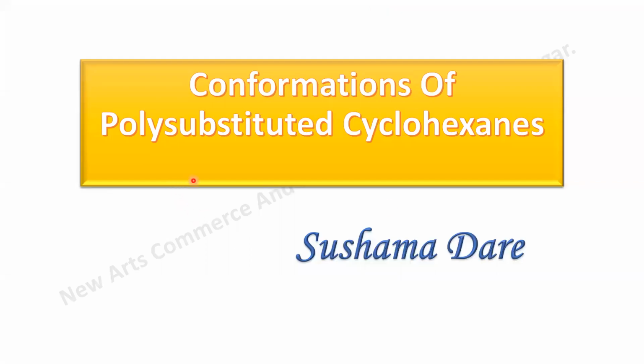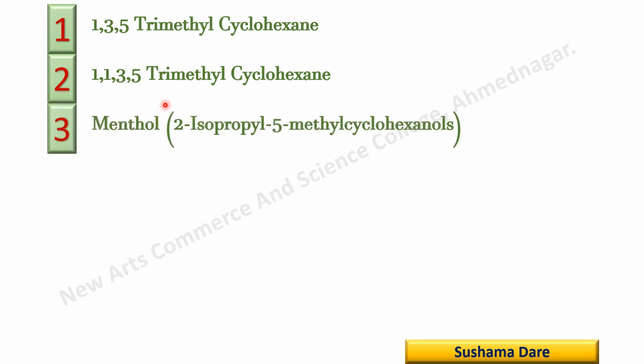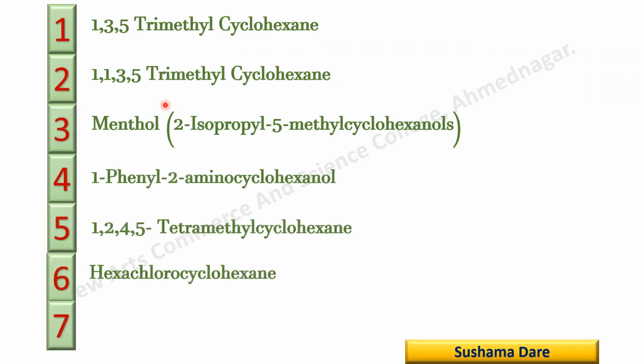Dear student, in this video, I am going to share with you the next part of the conformations of polysubstituted cyclohexanes. In previous videos, we already discussed these two isomers. Now in this video, we are talking about menthol, that is 2-isopropyl 5-methyl cyclohexanol. And these are the remaining molecules that we had to discuss under this heading.